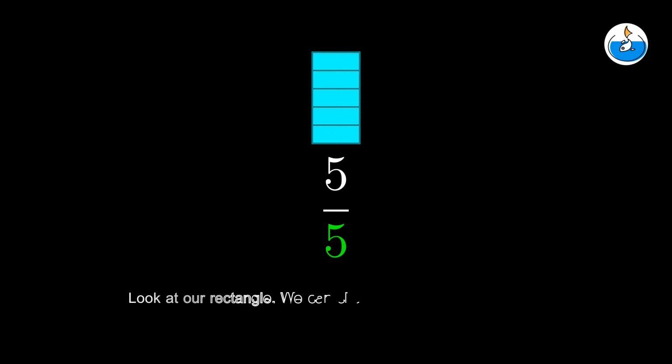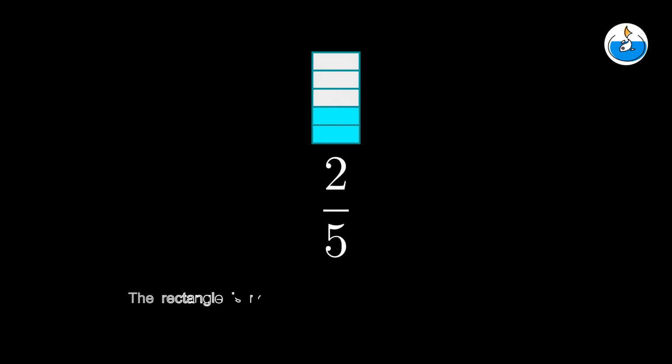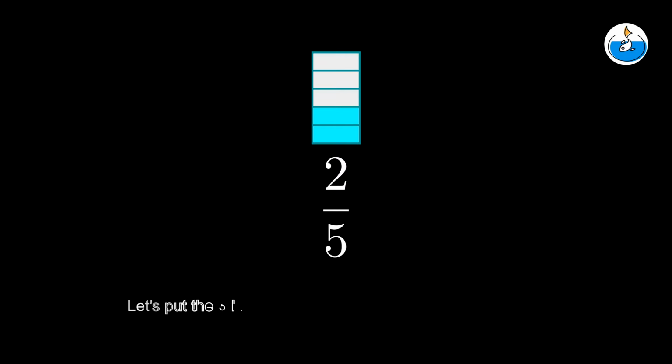Look at our rectangle. We can change the fraction by coloring fewer parts. Let's remove 3 blue parts from the rectangle. The rectangle is now an exact visual representation of the fraction immediately below it. Let's put the 3 blue parts we took out back in the rectangle.